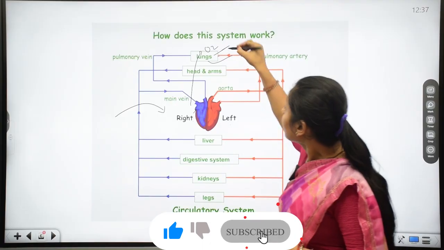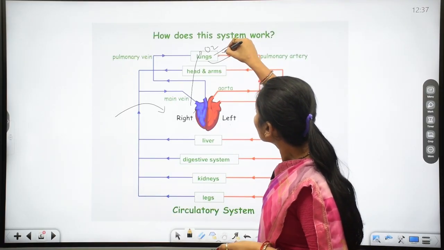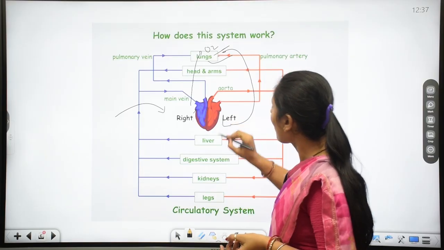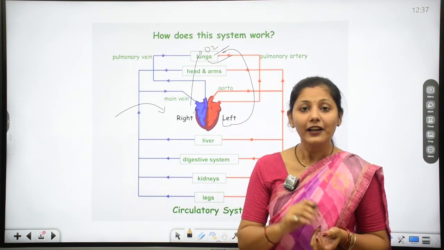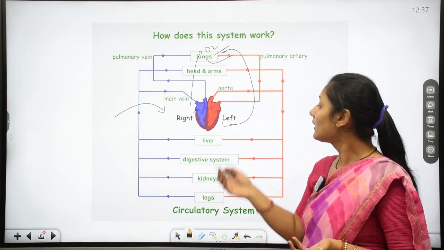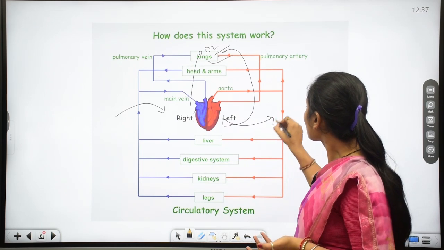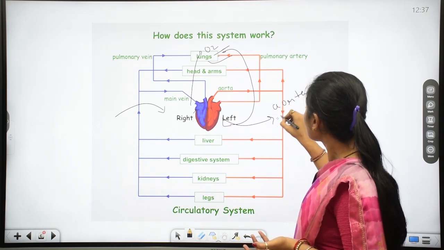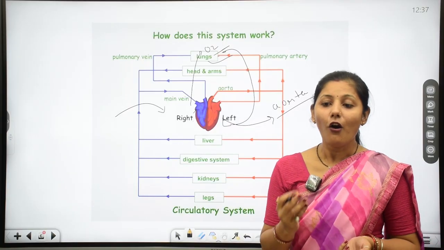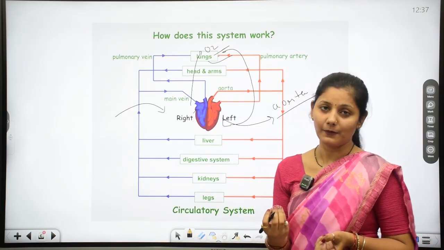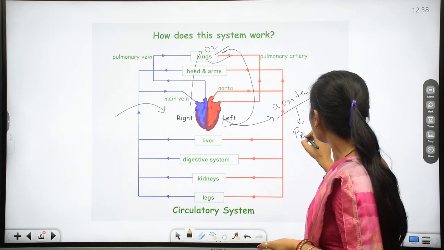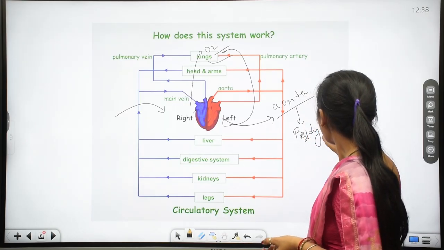And then the lungs transfer this blood to the left side of the heart, and from the left side of the heart the blood goes to the aorta. Aorta is the biggest artery of the human body, and then the blood is transferred to the body parts.